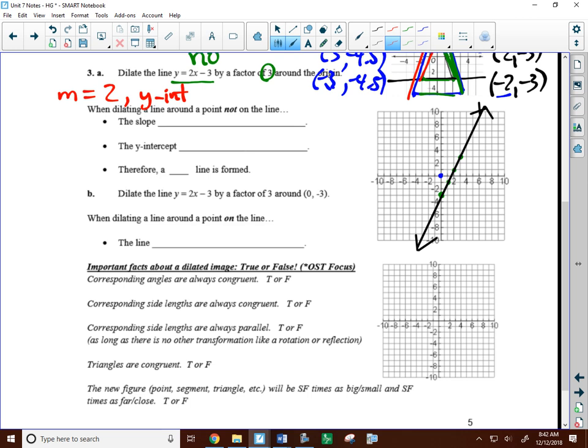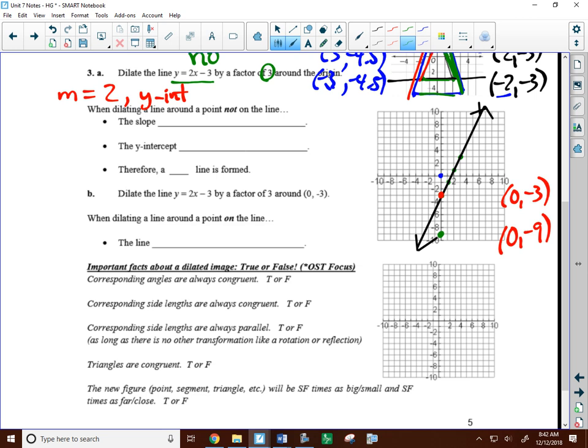It's a dilation around the origin. It's a point. So I go to my y-intercept, which is (0, -3). And I'm just doing a normal dilating of a point. Just multiply by 3. So if I multiply by 3, I would get (0, -9). So let me put in green down here. This is my y-intercept from my line.